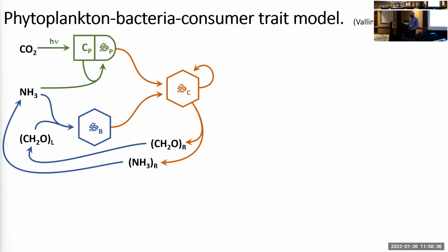All right, so I'm going to use a simple model. This was published late in 2020, where we're looking at using trait-based models to model a simple phytoplankton community. Here we have phytoplankton. The phytoplankton also have an internal carbon store here, that is C sub P, in addition to their catalytic machinery. There's bacteria, and then there's a general consumer that consumes everything, including other consumers, and can also cannibalize itself.